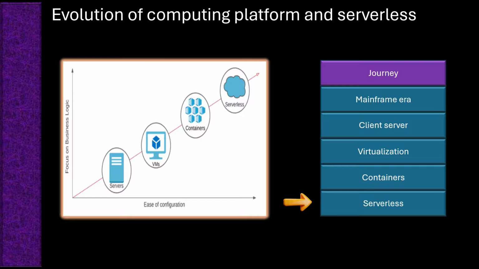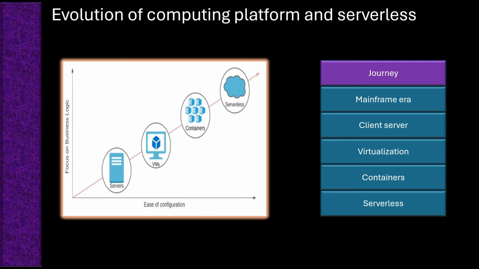So, where does serverless fit in today? It's awesome for things like real-time file processing, API backends, or running quick tasks on demand. Tools like AWS Lambda, Azure Functions, and Google Cloud Functions make it super easy to use.